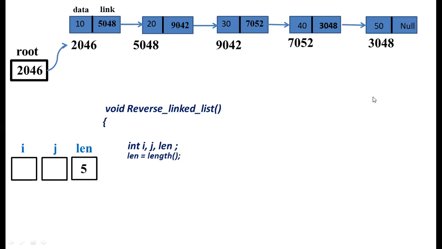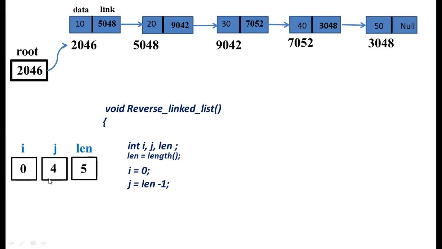So now the length value will become 5. Here the length value became 5 once after calling this length function. Now we have to initialize the i value to 0 and the j value to length minus 1. So i value will become 0 and j value will become length minus 1, that is 5 minus 1 is 4. So here i is 0 and j is 4.